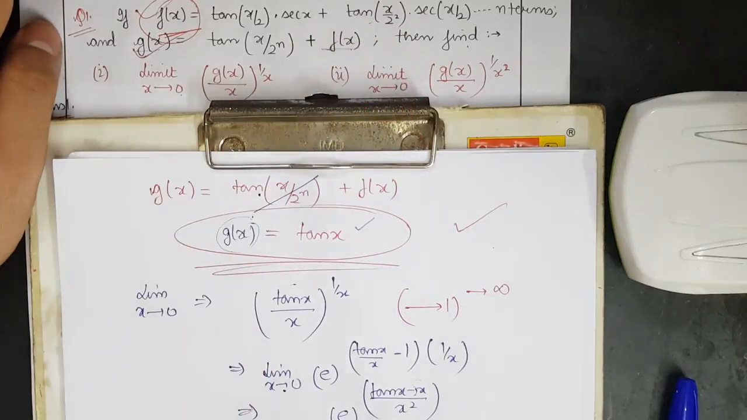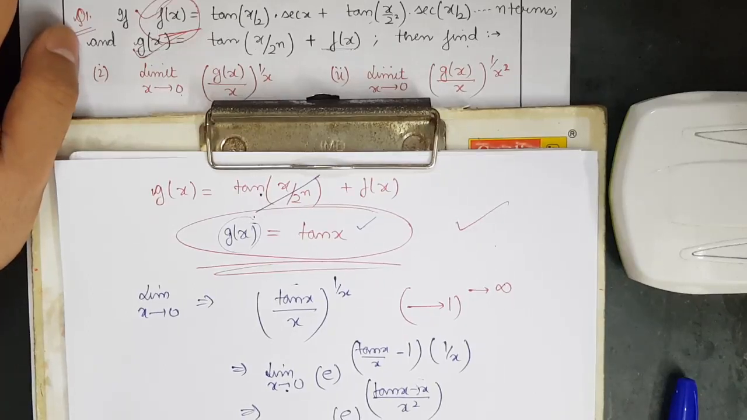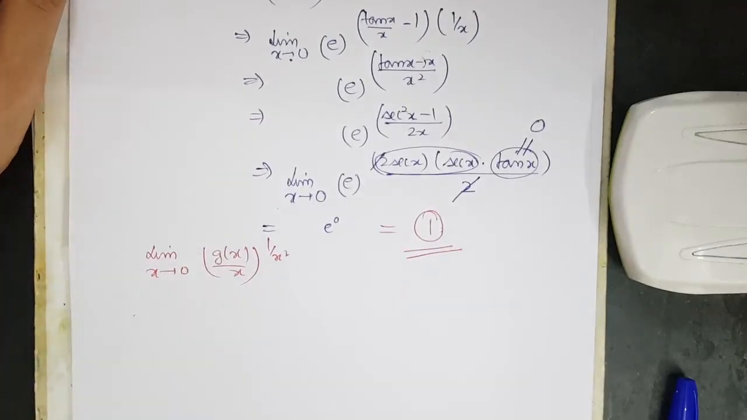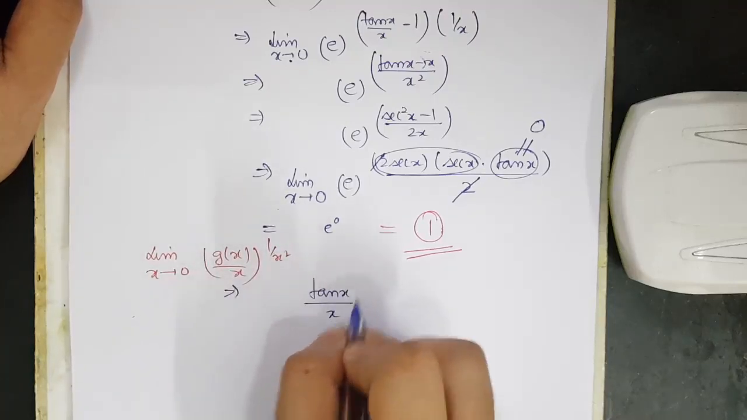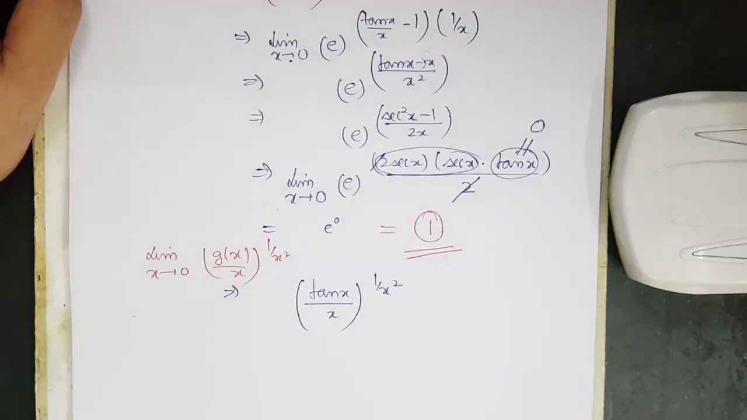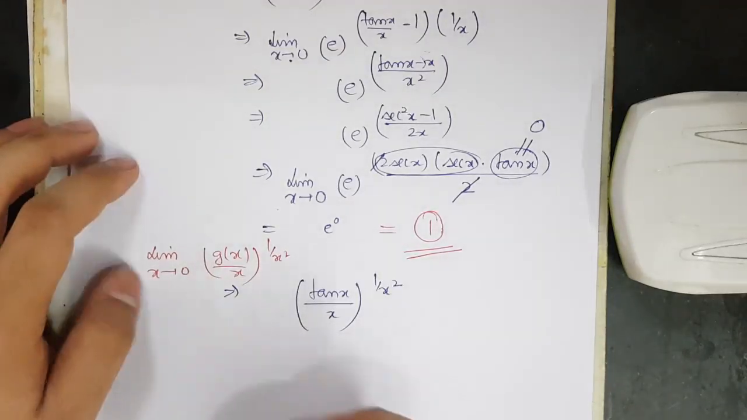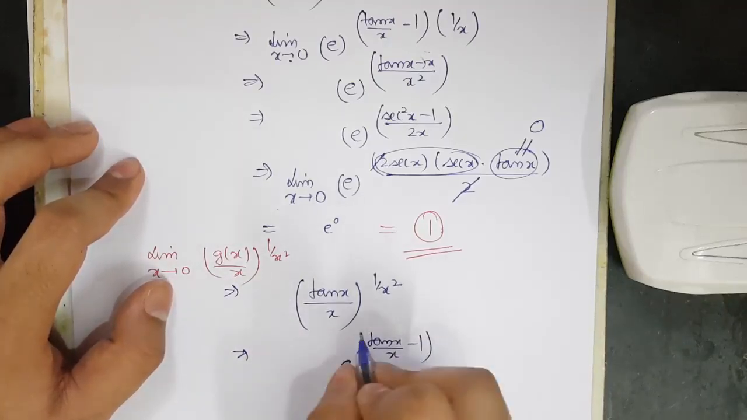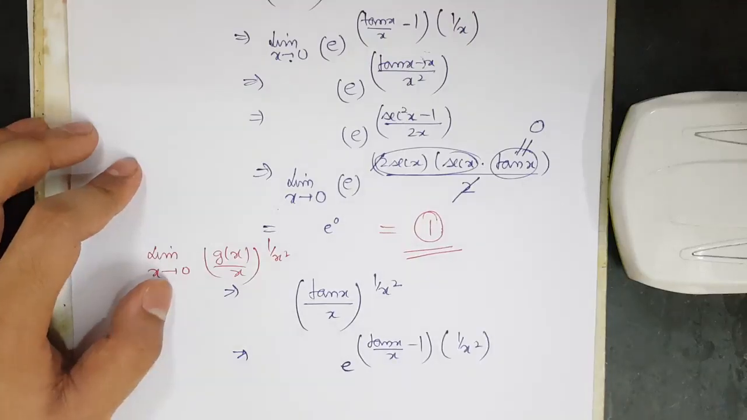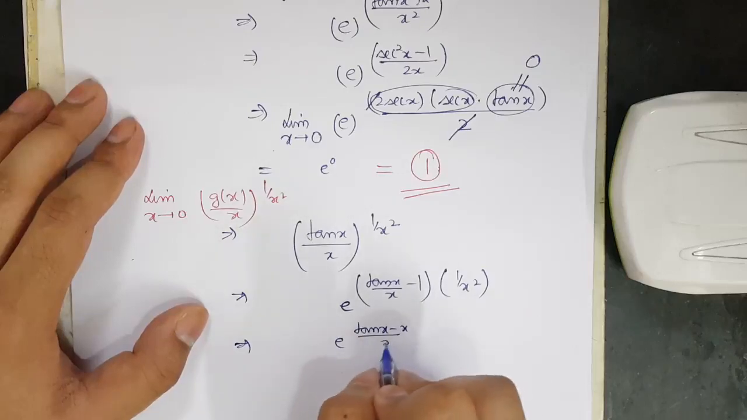Now the second part is limit x tends towards 0, and we have (g of x by x) raised to power 1 by x square. So now let us solve this part first of all. g of x was tan x, so let us put it here. So (tan x upon x) raised to power 1 by x square. Once again, if you see, it becomes 1 raised to power infinity. So it becomes e raised to power (tan x by x minus 1) into 1 by x square. So now it can be resolved into e raised to power (tan x minus x) by x cube.